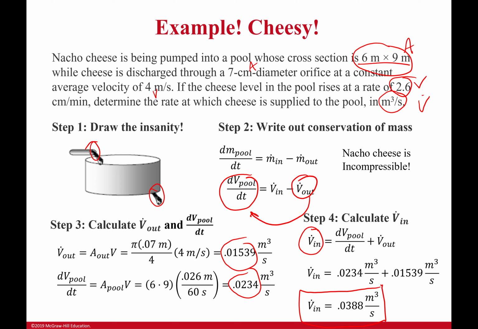There we go. Now I promise you the next example we do won't be nearly as cheesy as this one. But I couldn't help myself.